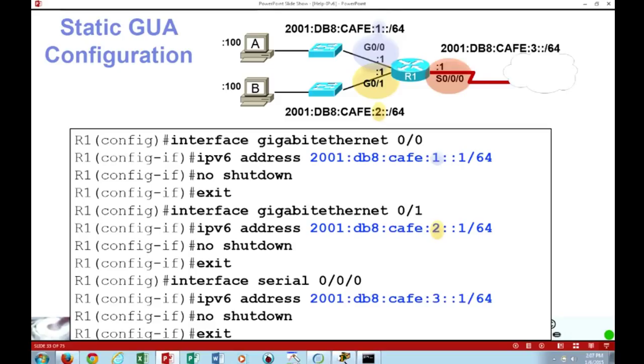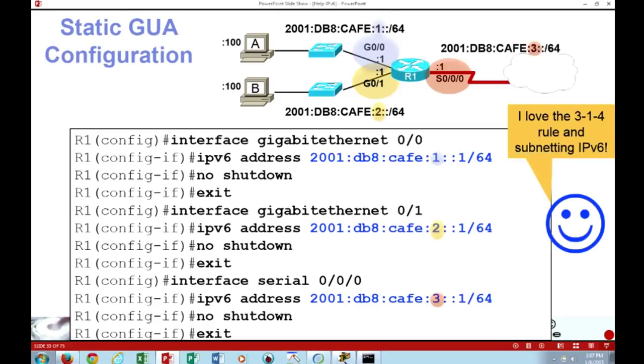Let me do one for the serial interface. But this is why we love IPv6. All we have to do is the 3-1-4 rule. They all have the first three. This is our provider, how our provider sees us. And then we subnet it, changing the subnet ID.